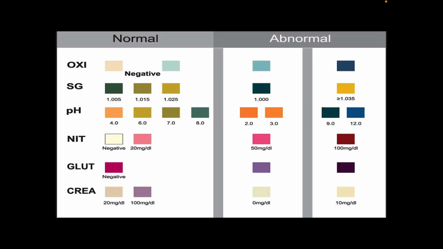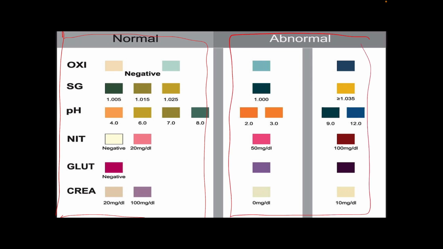So this is an example of the color chart that is usually pasted in the adulteration test strips in which we base our result in the test pad. So this one shows the normal color reaction of the parameters, whereas this one, the abnormal color reactions.